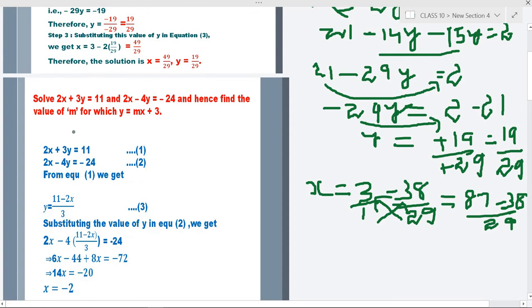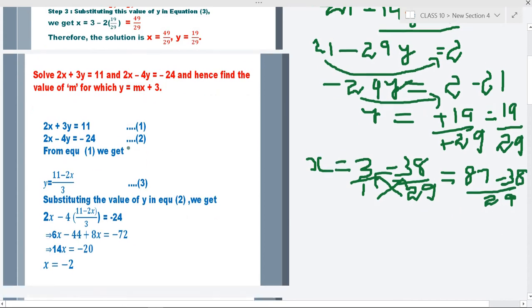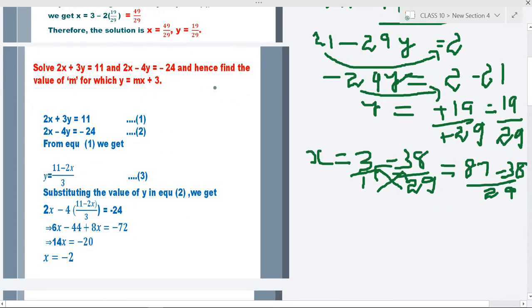Okay, next question. Solve 2x plus 3y is equal to 11 and 2x minus 4y is equal to 24, and hence find the value of m for which y is equal to mx plus 3. Just observe the question properly. Think what are you going to do as the steps.